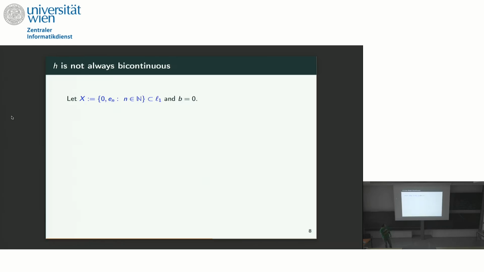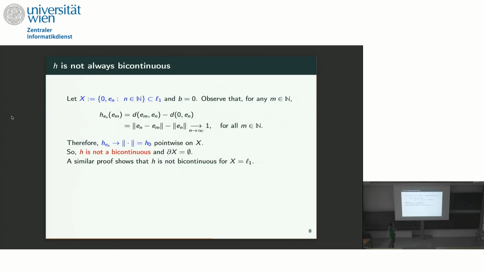Take x, the unit basis of little l1, and the base point 0. We can compute it. It's not difficult. And to show that H of e_n goes pointwise to H_0. So it cannot be continuous because e_n is not converging to 0. And a similar proof actually shows that if we take the full space little l1, then H is not bicontinuous as well.